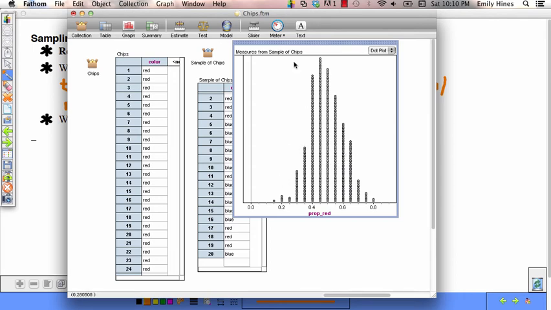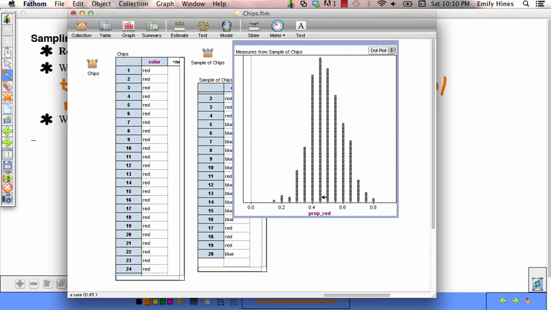Because the chances are, if I've done 500 samples and I only got 0.8 twice out of 500 times, that's probably not the true proportion of red chips. That's probably one of those things that's going to happen a few times because there's always the possibility that it will. But the things that happen the most often are probably the things that are closest to being true. So I feel pretty confident that my true proportion of red chips is somewhere in the 0.4 to 0.5 range.